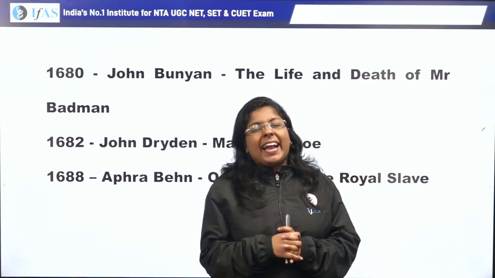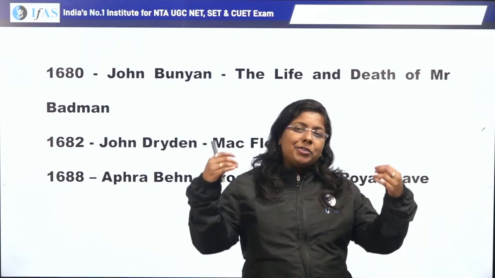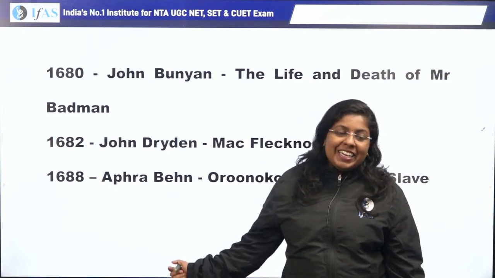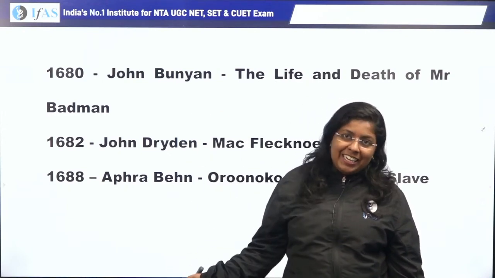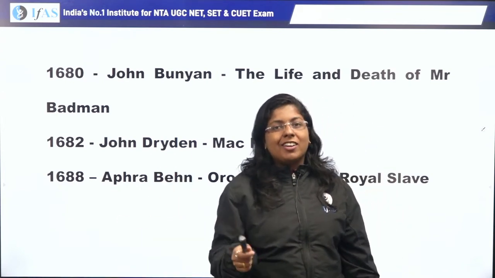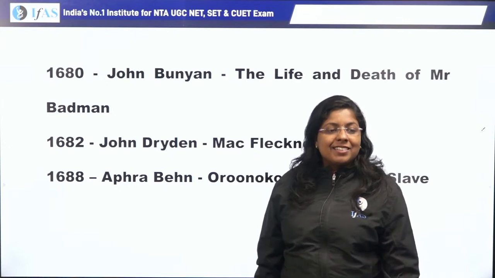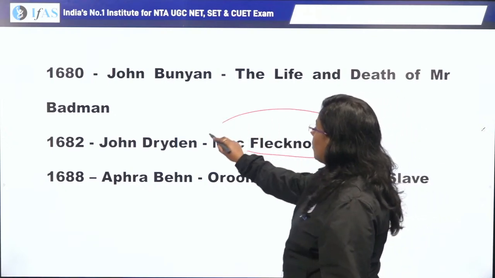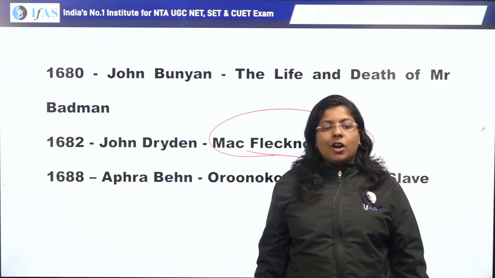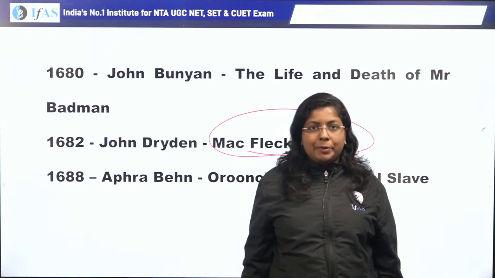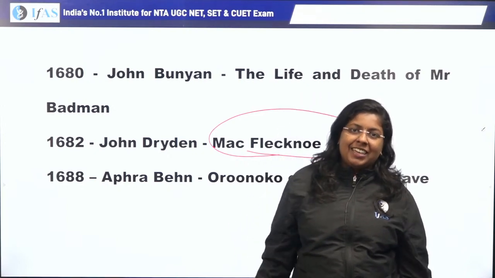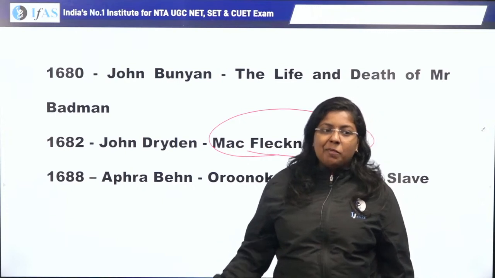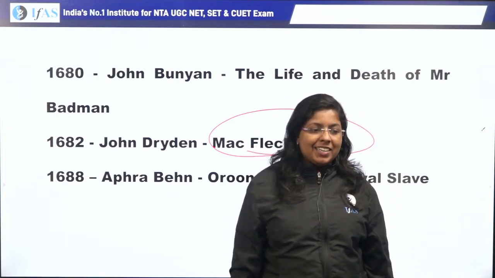In 1682, again John Dryden. Guys, we have a lot to study. We have to study a lot about John Dryden. So 1682, this chronology reveals you should be very focused on John Dryden. In 1682, John Dryden's MacFlecknoe came to the history of English literature. In 1682, we have a satirical poem, MacFlecknoe by John Dryden.